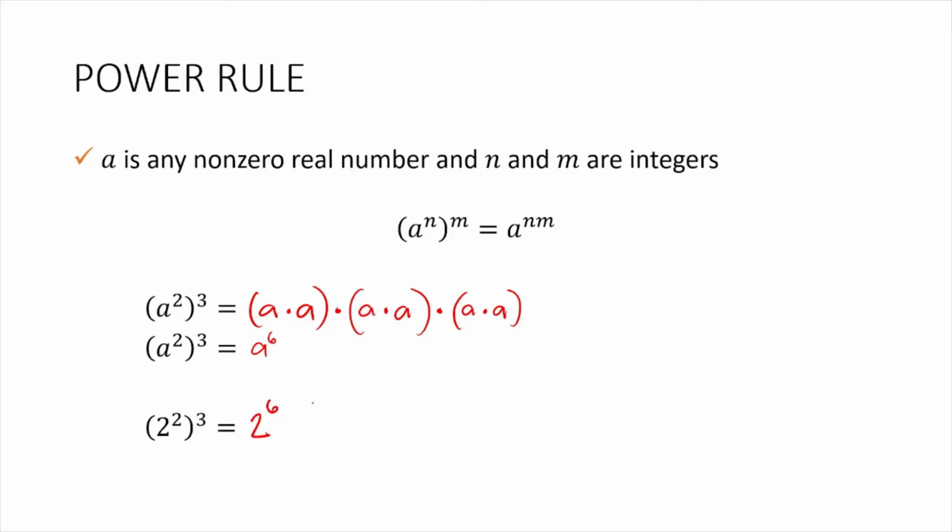Which is equal to 64, right? Or we can simplify first 2 squared, right? So let's say, for example, 2 squared raised to the power of 3. Again, we simplify first 2 squared, so that would be 4, right? And then cubed. So 4 times 4 times 4, that would be 64 also, right?